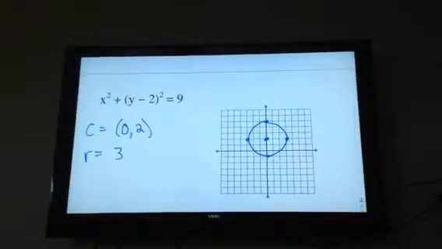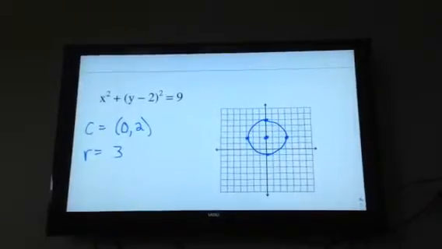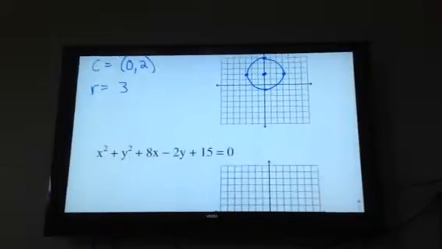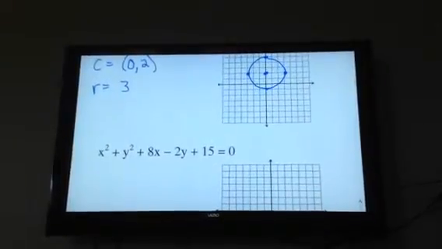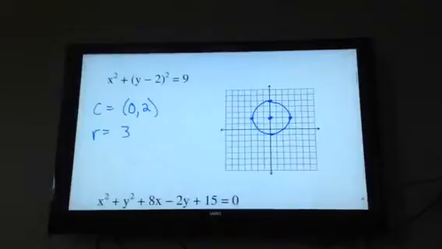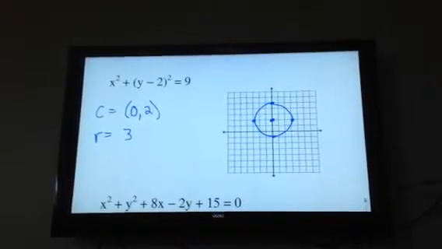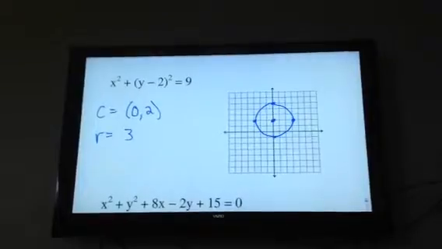You're thinking, oh, I can do that. But then you get this. Yes, sir? With that C, how did you get the 0 with the X? Because there's no parentheses there.